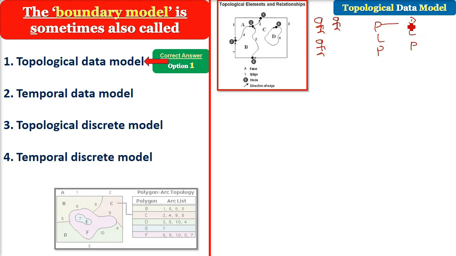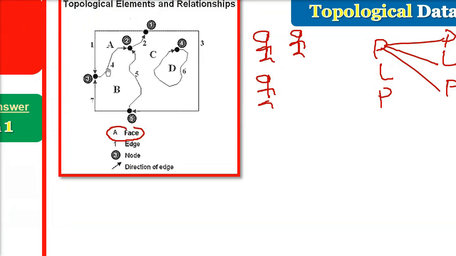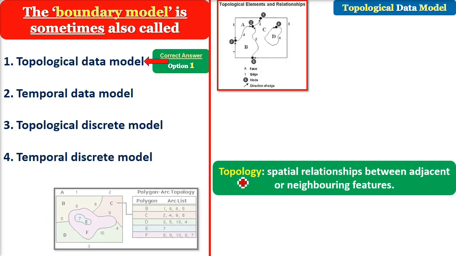You represent the object using features like point, line, polygon. What are the relationships between these points, lines, polygons with themselves and with their neighbors? Now this is a face. This is an area. This whole area is a face marked by A. Then you have this block, which you see as a node. The arrow is showing the edge, and the direction shows the direction of the edge. You just have to understand that these are the spatial relationships being shown.